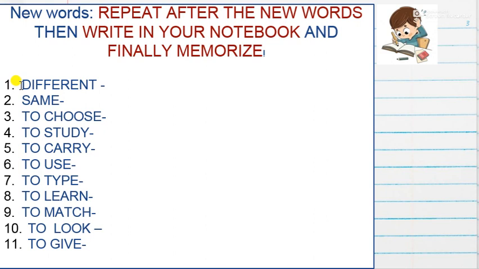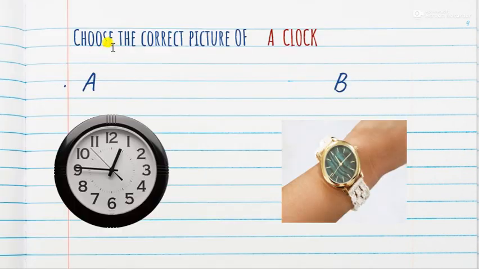First one, different. Same. Number three, to choose. Number four, to study. Number five, to carry. Number six, to use. Number seven, to type. Number eight, to learn. Number nine, to watch. Number ten, to look. Number eleven, to give.